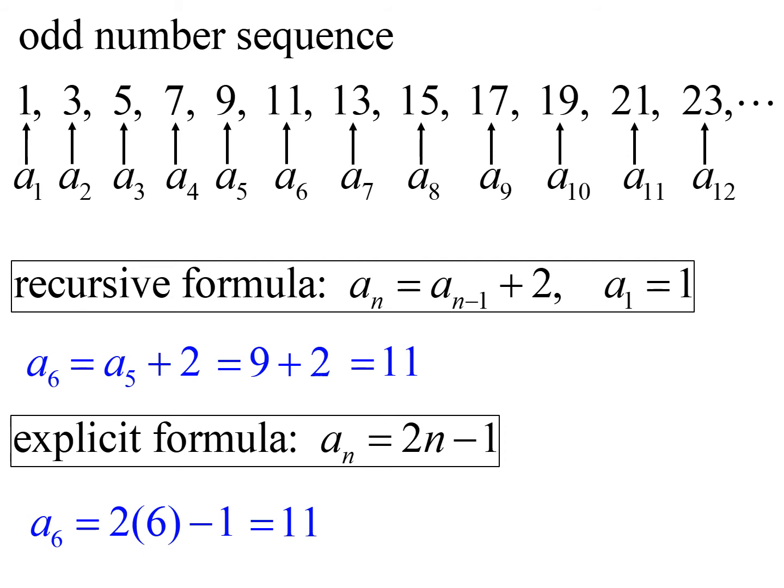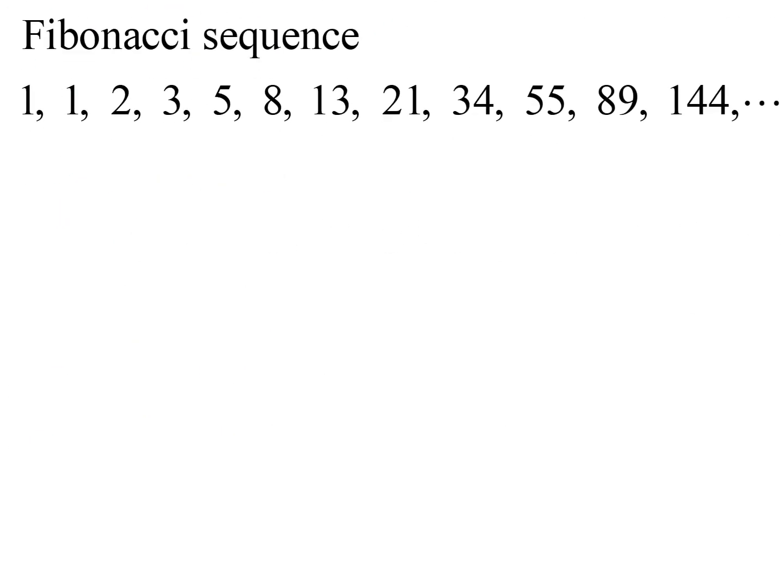Let's take a look at another sequence. This is the Fibonacci sequence. It goes 1, 1, 2, 3, etc. And some of you may have seen this sequence. How do you generate this term here? This 13 is gotten by adding the two terms before it. So 8 plus 5 is 13, and 13 plus 8 is 21.